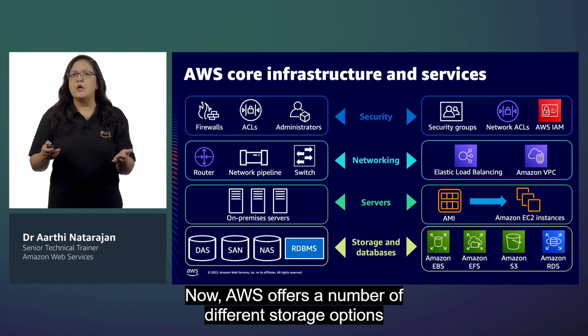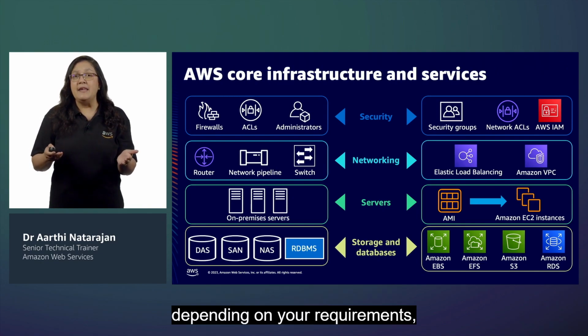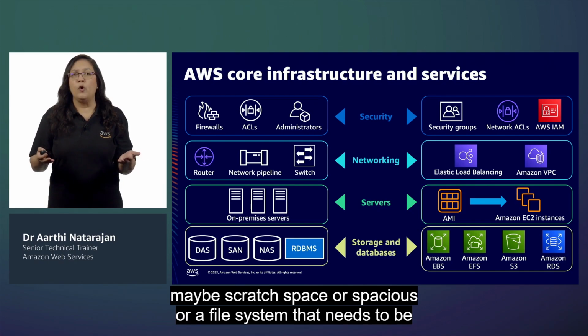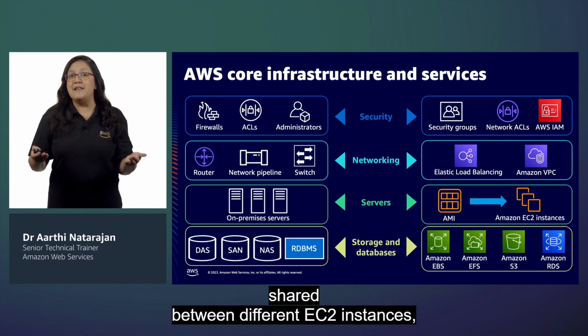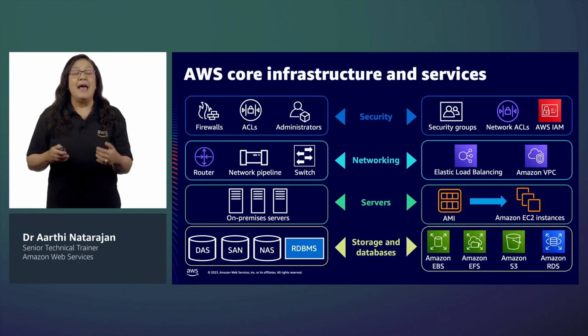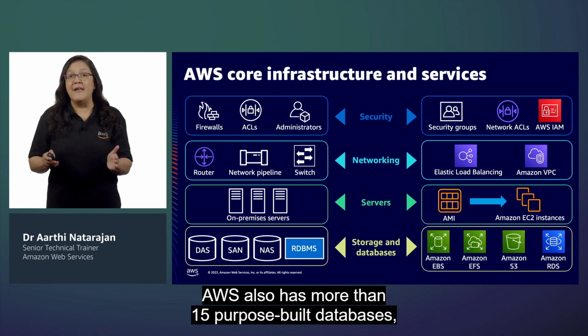Now, AWS offers a number of different storage options depending on your requirements, whether that's network attached storage and persistent disk, maybe scratch space or caches, or a file system that needs to be shared between different EC2 instances, or even a simple object storage for a wide variety of applications. AWS also has more than 15 purpose-built databases.